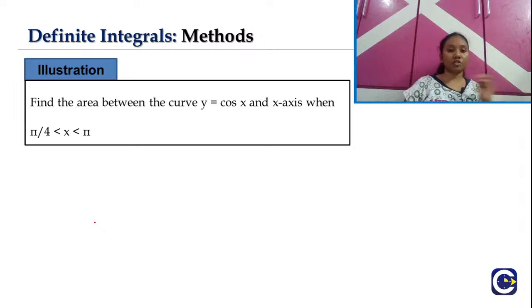So let's try and simplify it. For any curve, what is our first step? Try and plot the graph here. If you observe, they have given the curve to be y equal to cos x, but here they have given the interval. So you have to take that interval area only. That will be our required portion. So plot the graph of y equal to cos x and then take the area in between the interval pi by 4 and pi.